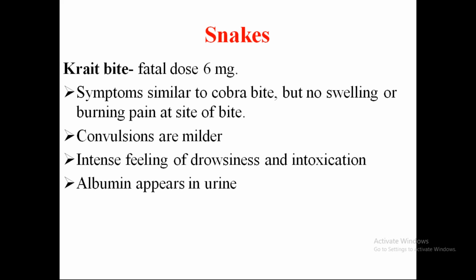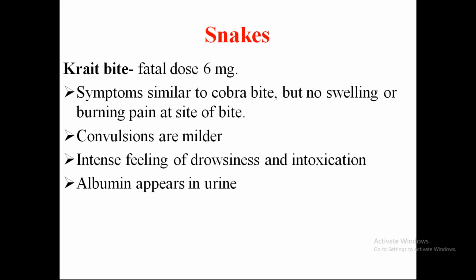Whereas in case of krait bite, there is no burning pain at the bite site, and there is no swelling. Regarding systemic symptoms, convulsions are mild in krait bite, and then intense drowsiness and intoxication can be there. And albumin appears in urine, which is another systemic feature of krait bite. So grossly, the symptomatology of krait bite and cobra bite are the same.